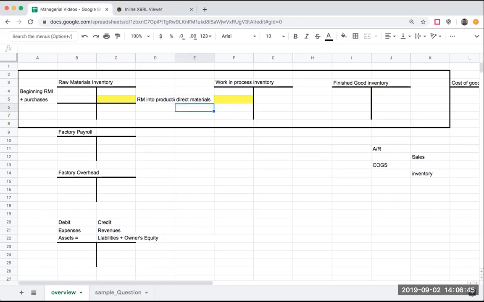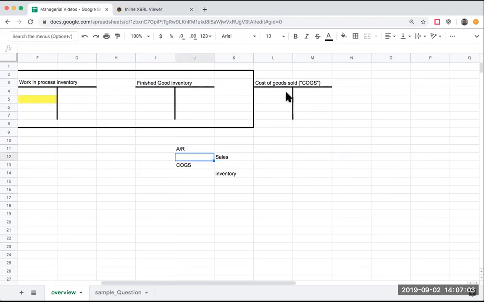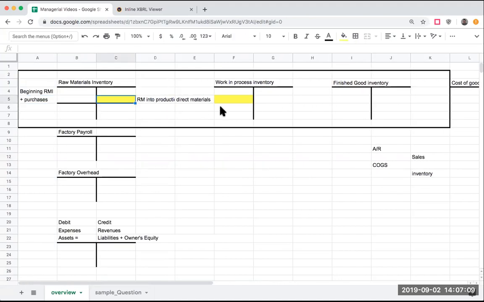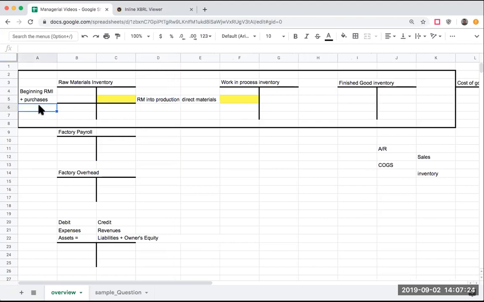So when we're dealing with a manufacturer, they're going to have 3 different inventory accounts, and this is the way we look at inventory for a manufacturer. Again, this is different than the traditional retailer, which would just be looking at 2 accounts. We've got a few steps before we get to finished goods inventory. My beginning raw materials inventory plus my purchases less my raw materials into production gives me my ending raw materials inventory.